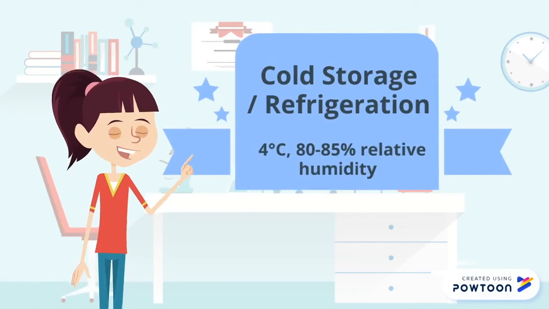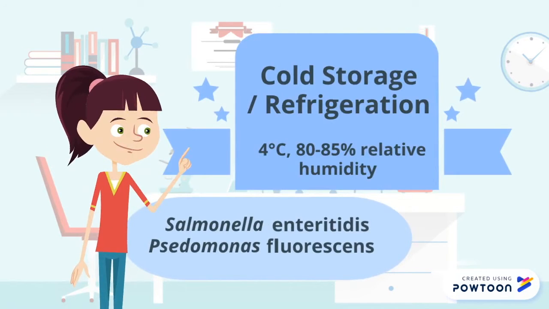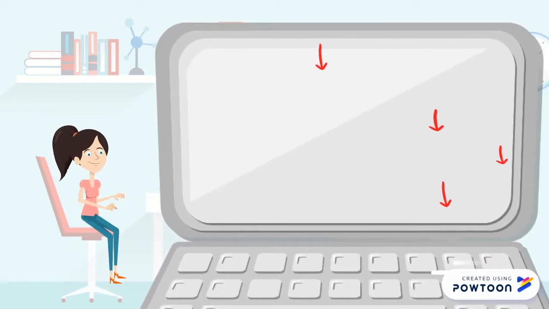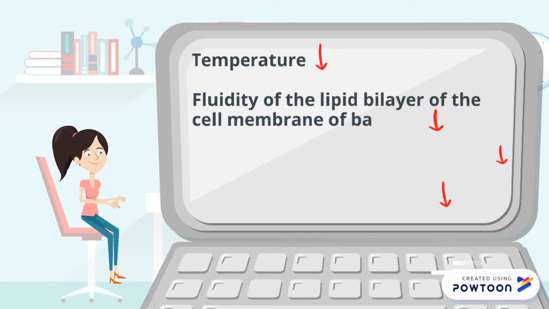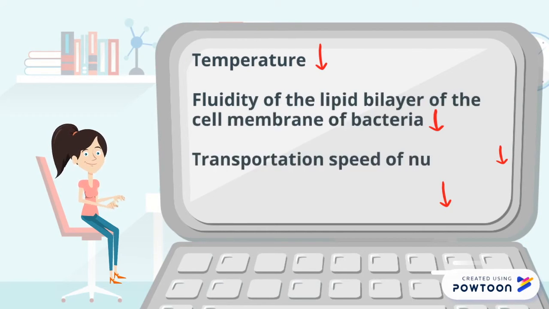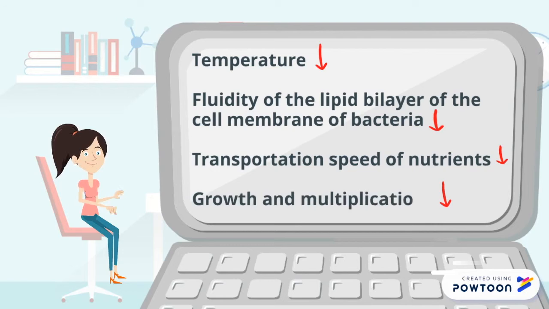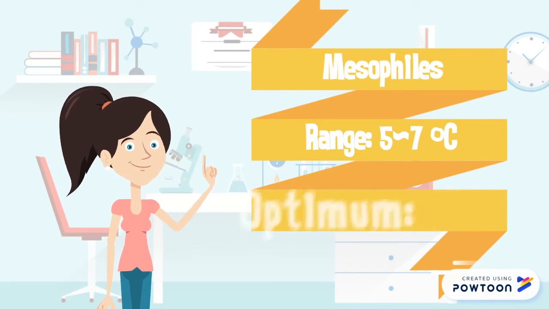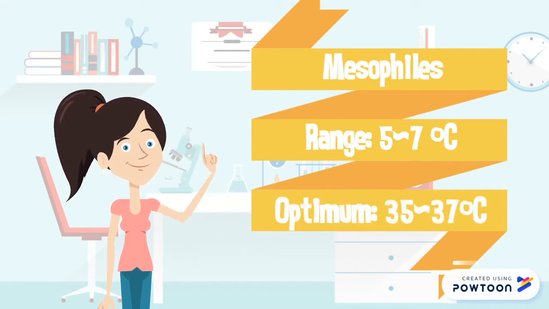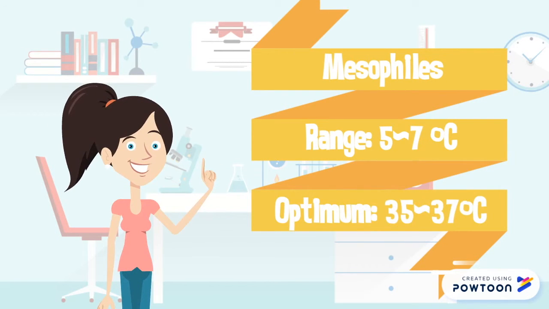The second preservation method is refrigeration, and it deters the growth and multiplication of Salmonella and also Pseudomonas. This is because under low temperatures, the viscosity of the lipid bilayer of the cell membrane is increased and lower fluidity results in slower transportation of nutrients and retardation of growth. Refrigeration deters growth of mesophiles, which grows at a temperature range of 5 to 47 degrees and optimum growth at 35 to 37 degrees Celsius.